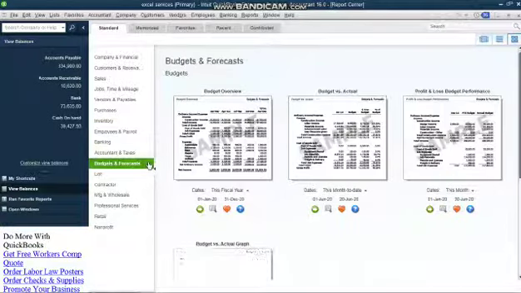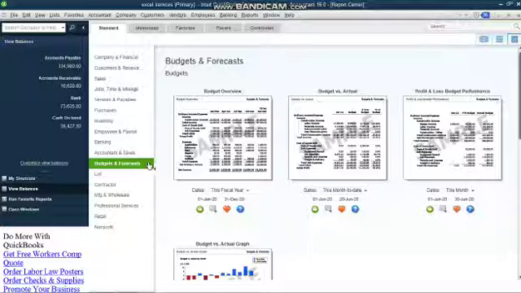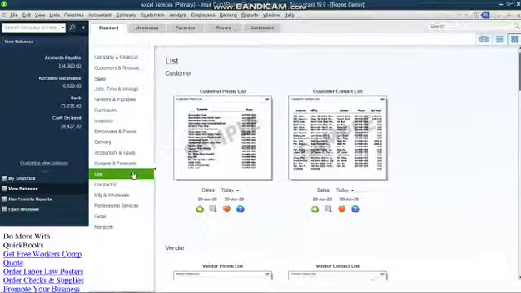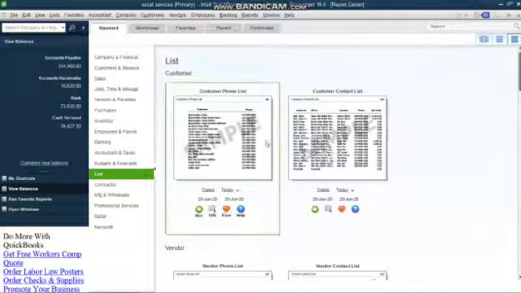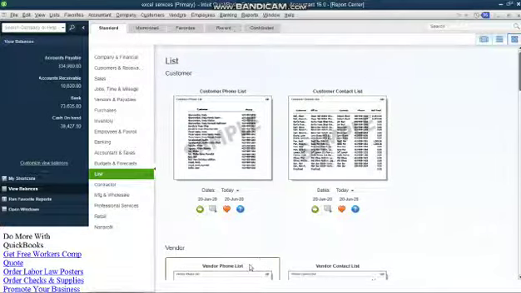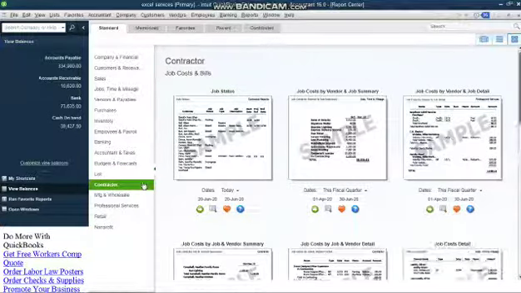You also have budgets and forecasts. If you create a budget, you have lists and a lot of reports. You have the customer list, their phone list, the vendor phone list, the contact list, so you can contact any of your vendors. Different reports. You can choose to go to any report you want.